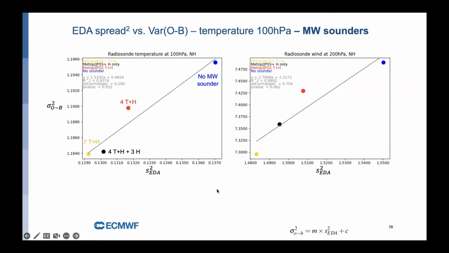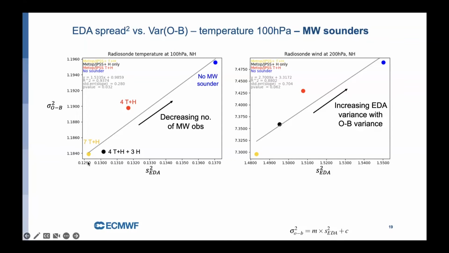And she also shows here the EDA variance versus O minus B. And in her case, she shows here different experiments, EDA experiments using no sounders in blue, for example, and then adding either humidity or temperature channels to the constellation. And you see again, the more data you add, the smaller values you get in O minus B and in the EDA.